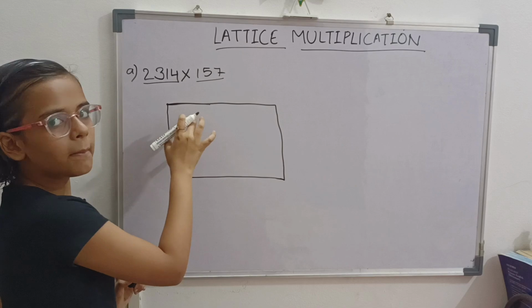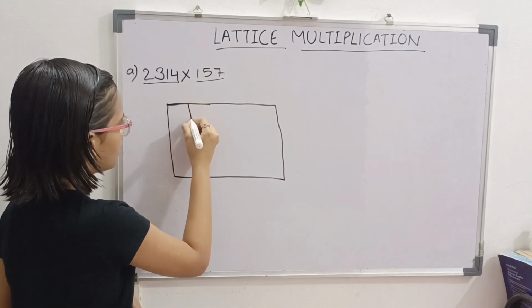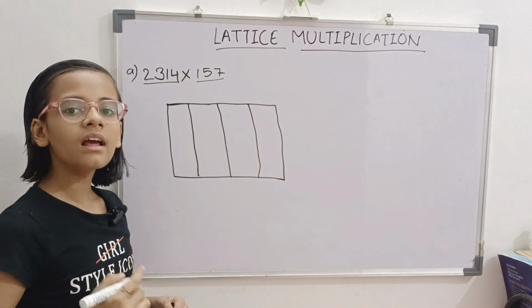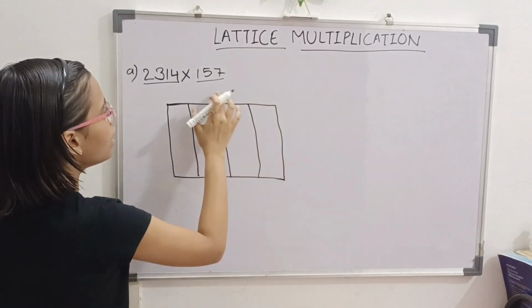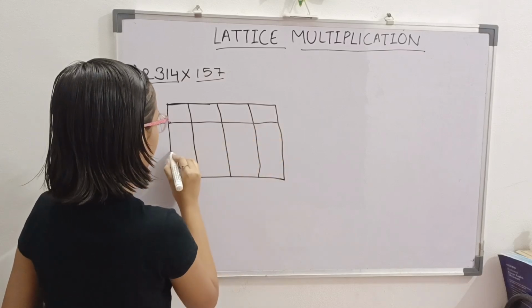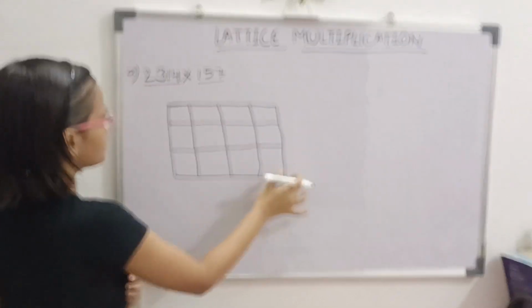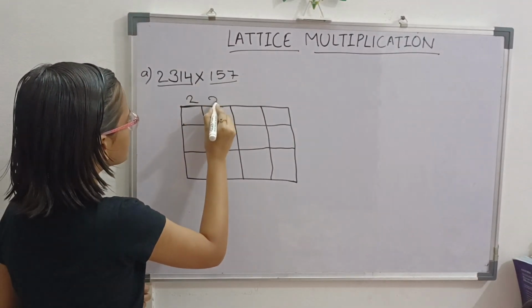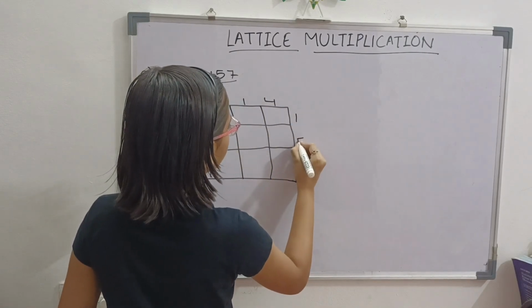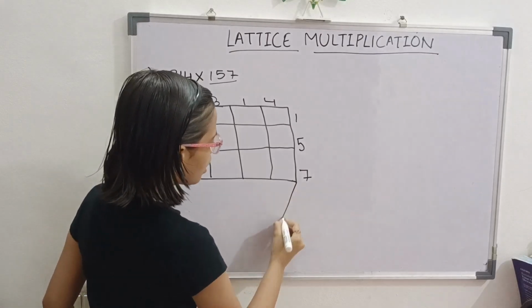and we have to make 4 partitions here because it is a 4-digit number. Then we have to make 3 partitions here because it is a 3-digit number. Now we have to write the numbers here and here. 2314 multiplied by 157. Now what we have to do is we have to draw lines like this.